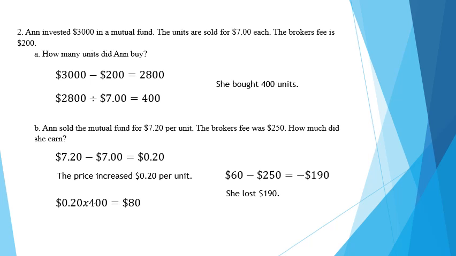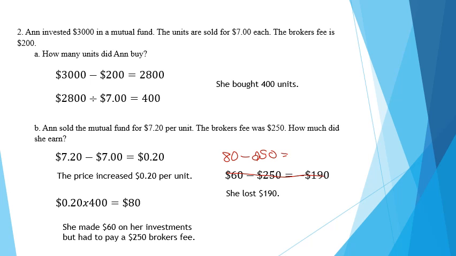But unfortunately, she had to pay, of that $80, oh wow, that's a whole lot of mistake. Let's cross this out. Of that $80, she had to pay $250 to her broker, which left her at a loss of $170 once she paid her broker fee, because she only profited $80 and she had to pay $250 out to her broker.